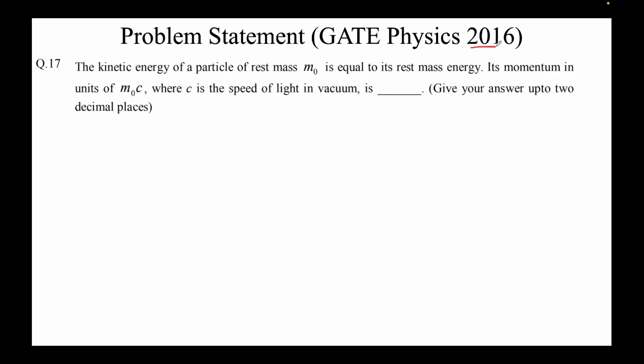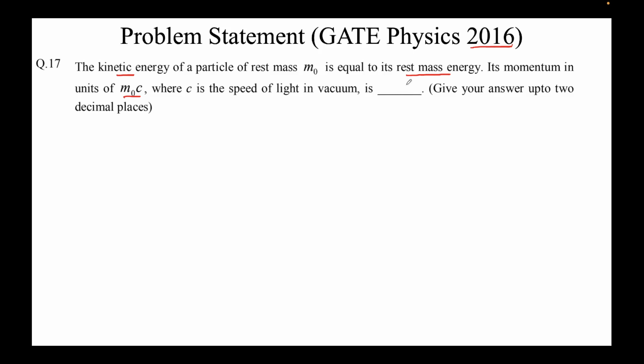The problem statement from GATE Physics 2016 reads as follows. The kinetic energy of a particle of rest mass m naught is equal to its rest mass energy. Its momentum in units of m naught c, where c is the speed of light in vacuum, is. This is a numerical answer type question. We'll find our answer and then round it off to two places and fill in the blank over here.